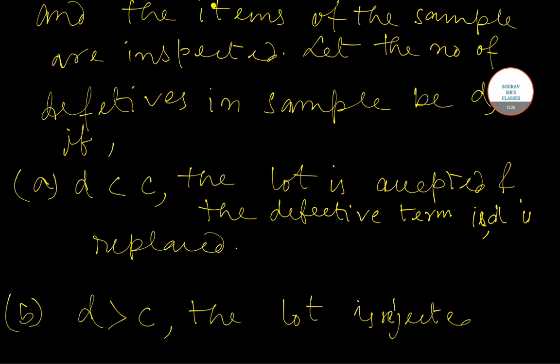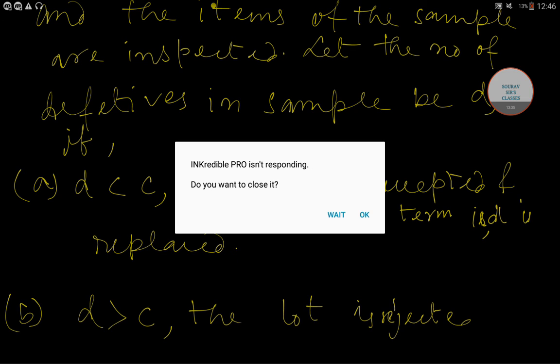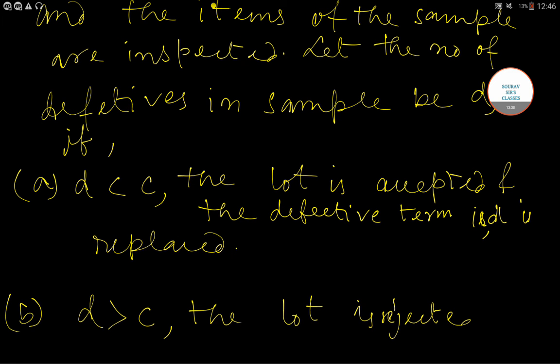So we can say that these are the two main properties of the single sampling method. In this case, the items of the sample are inspected and the number of defectives in the sample, D, should be less than C for the lot to be accepted, and the defective items are replaced. And if D is greater than C, then the lot will be rejected and the entire lot is inspected.